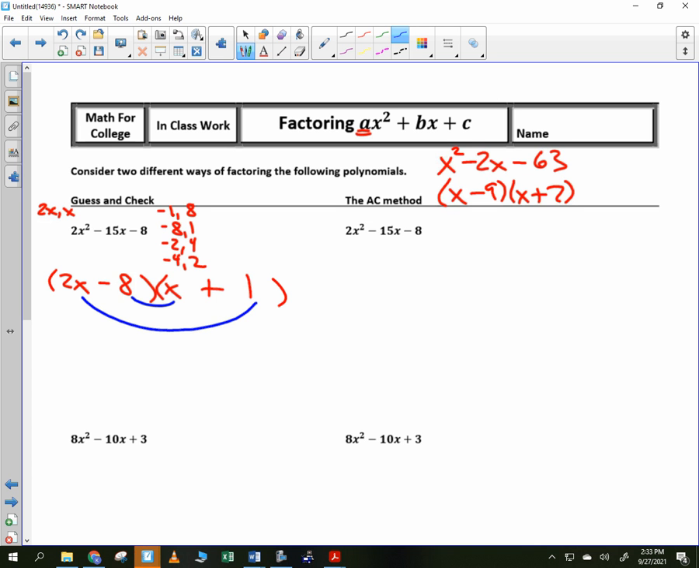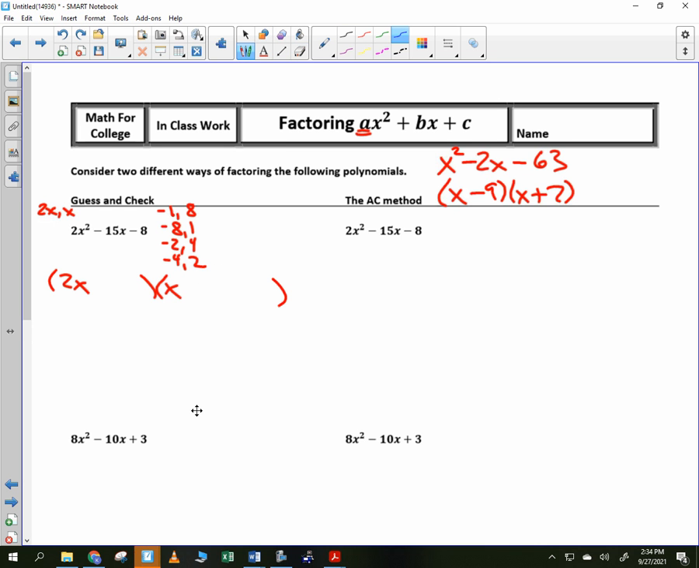Negative 8 times 1, negative 8x, and then 2x times 1, 2x. That makes positive 6x if we add those together, doesn't it? So negative 8x and positive 2x, that makes negative 6x. So that's not right. But it's okay because maybe it will work the other way.